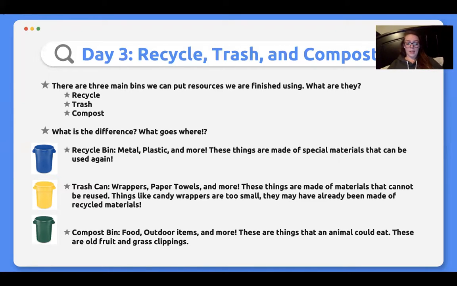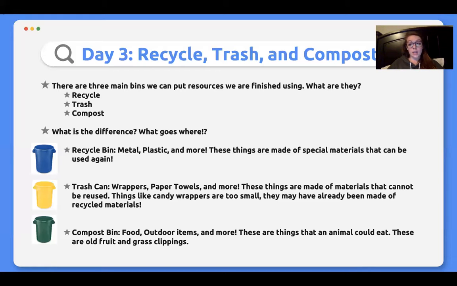A compost bin. I made the compost bin green so that we could think and kind of remember. So a compost bin is for food and outdoor items. And again, some things more. These are things that an animal could eat. So it could be leaves or grass clippings after you mow the lawn. It can be old fruit or a pizza crust.